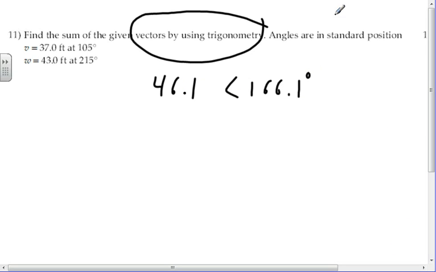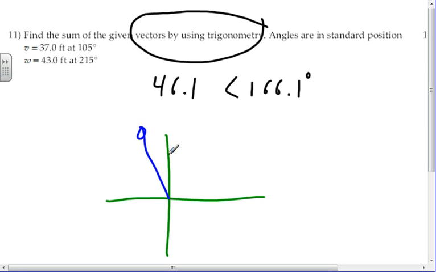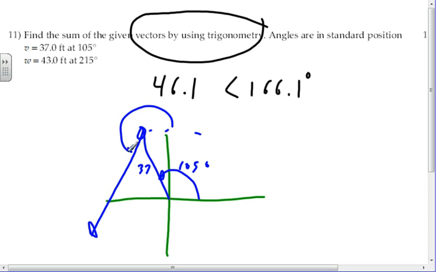Now if I had to do it differently, okay, so there's my first guy sitting there at 105 degrees and 37, and then the second guy is sitting there, and that's 215, and this is 43 feet. And then I'd calculate other angles. I would do other things until I get 46.1.